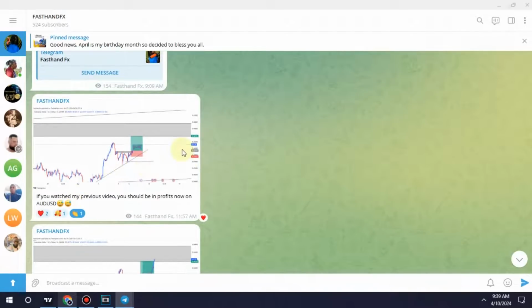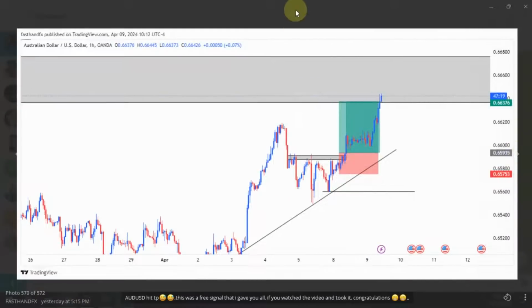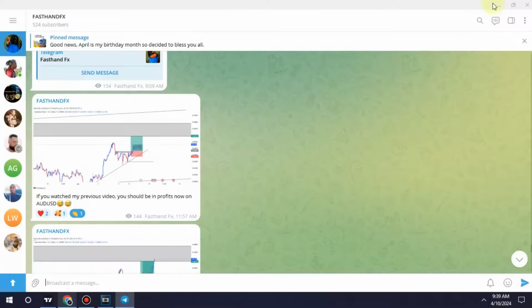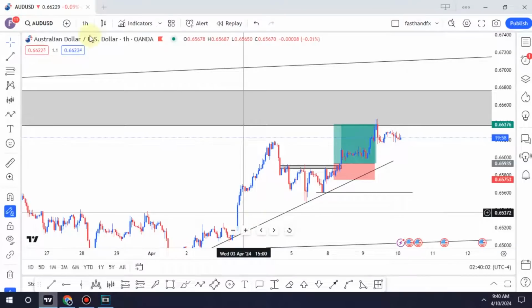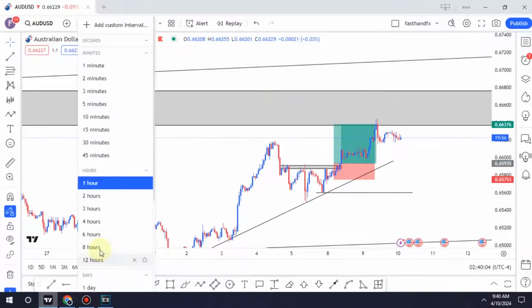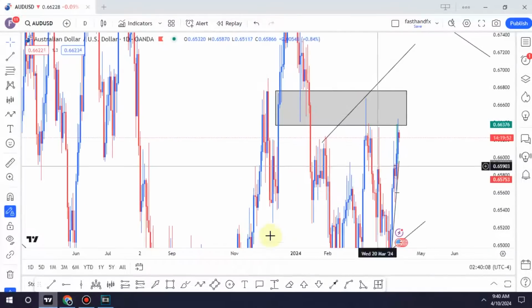Aussie USD. So this is when the market was playing out, you see, and this is when the final TP was smashed. You see, Aussie hit TP. This was a free signal that I gave you all, and if you watched that video, you took it. Congratulations. So let me show you. Let me just break down how I did this analysis, for you guys to understand.